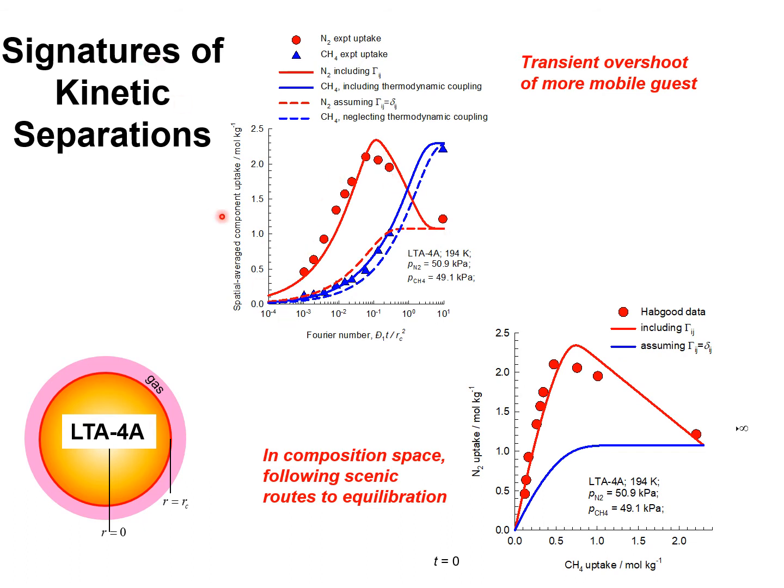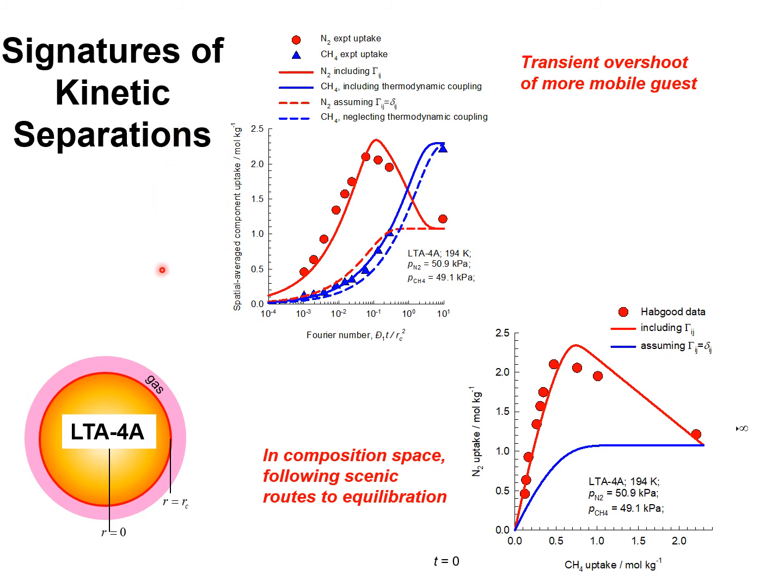We therefore conclude that the Habgood experiments with transient overshoots can be described only by a model that takes due account of thermodynamic coupling effects. Indeed, the transient overshoot of the more mobile guest is a signature of kinetic separations.